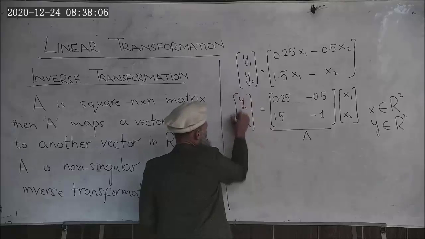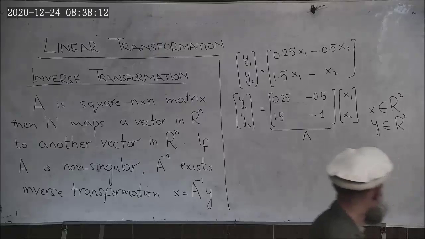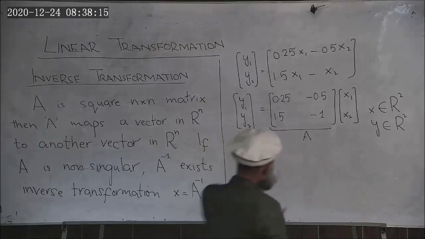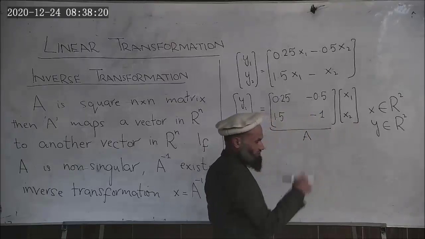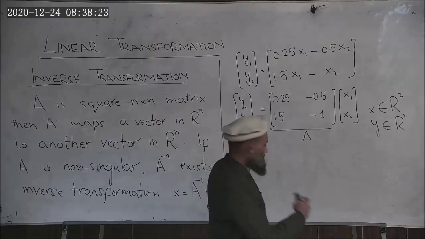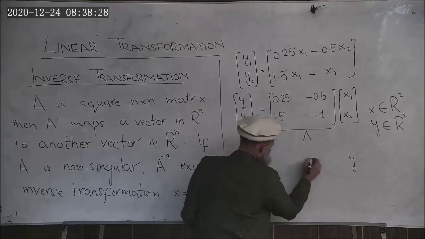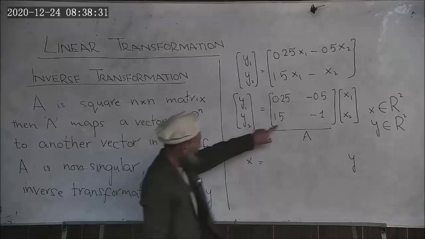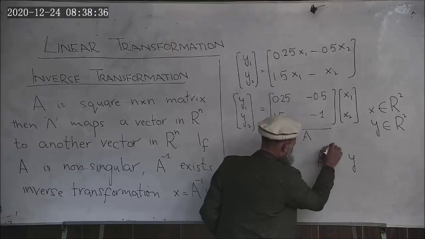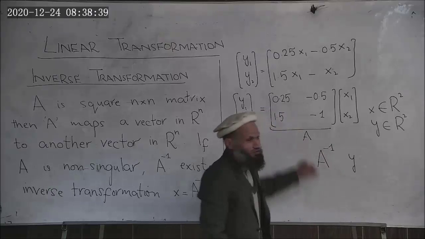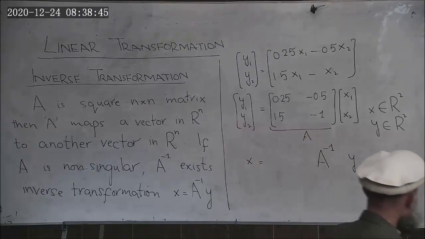Next, find the inverse transformation. This transformation maps the vector x into a vector y. The inverse transformation will map the vector y into vector x. So that inverse transformation, if A is square and non-singular, is equal to A inverse. So now it is quite simple.